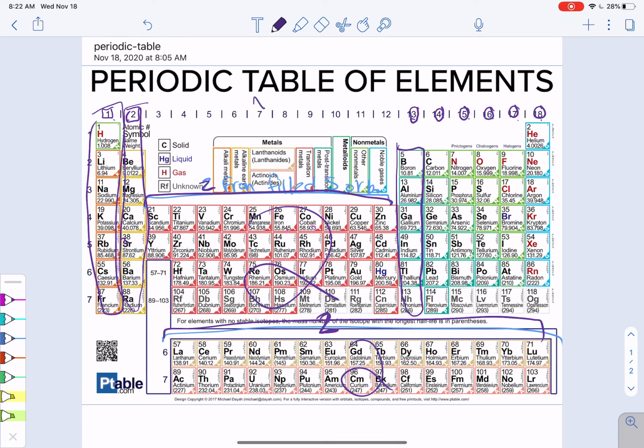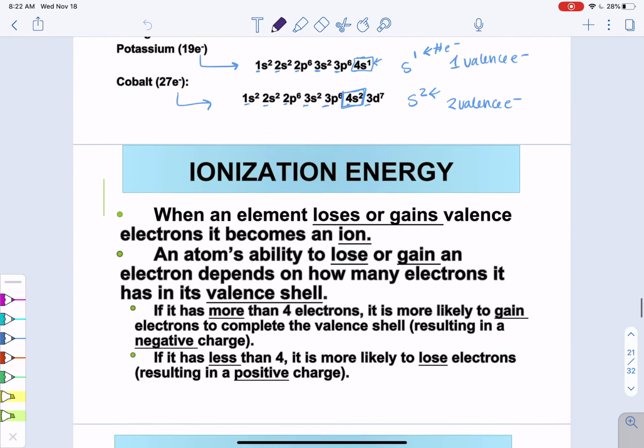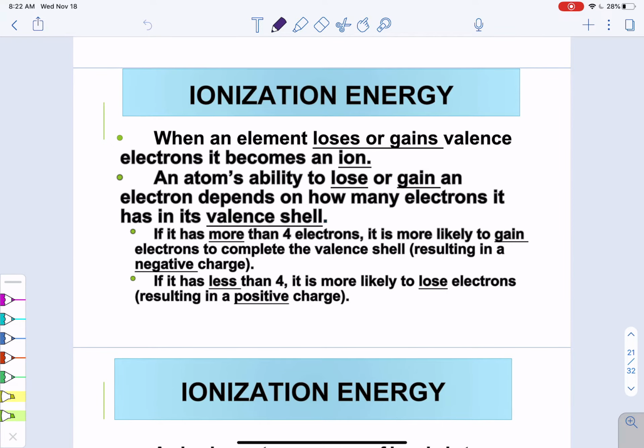Okay, and these are valence electrons, and these are electrons on the outermost energy level. They are responsible for all the bonding that happens. So let's talk about ionization energy, which it applies. So when an element loses or gains a valence electron, the outer ones, it becomes an ion. Okay, so we will refer to them as ions.